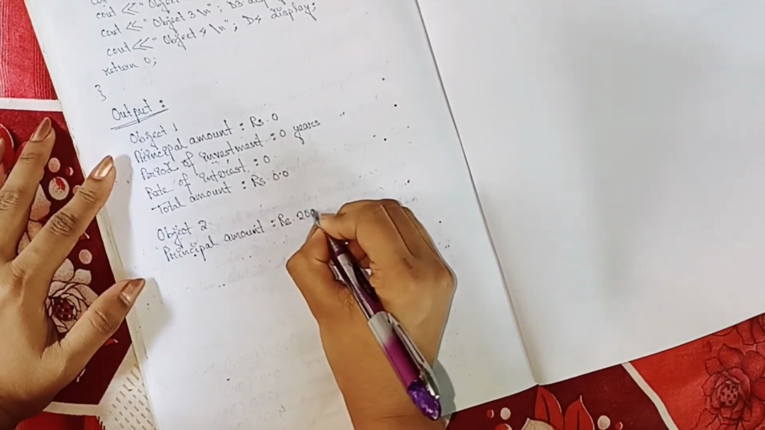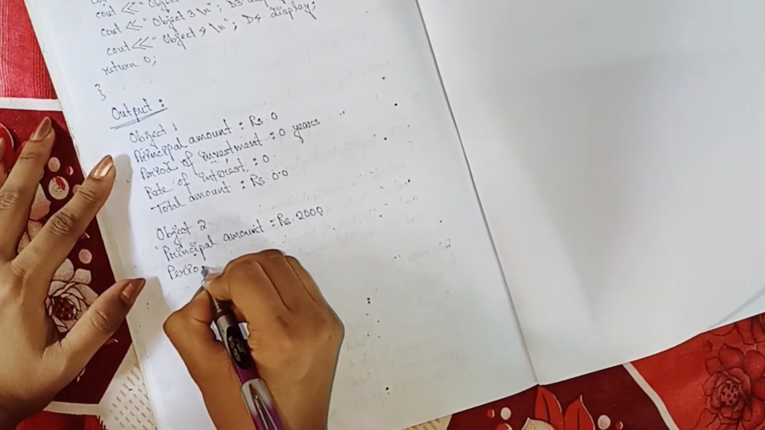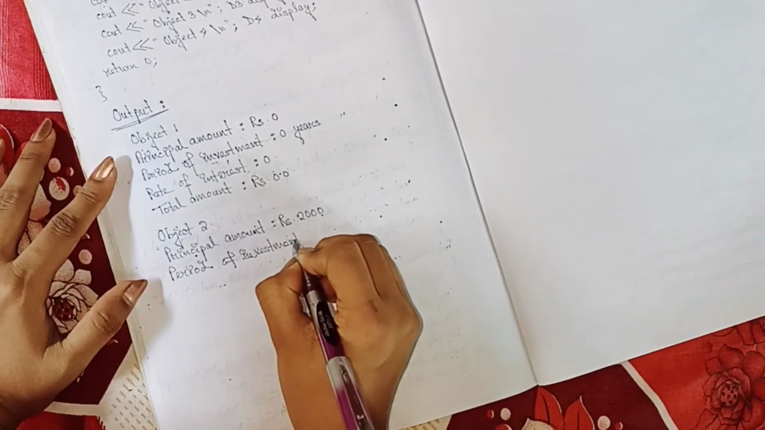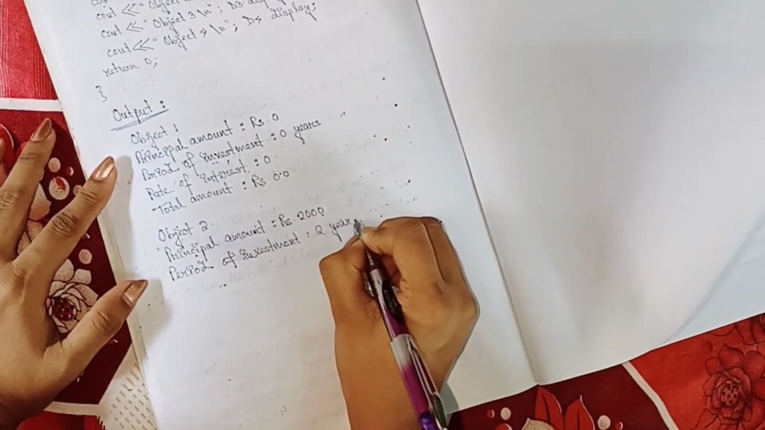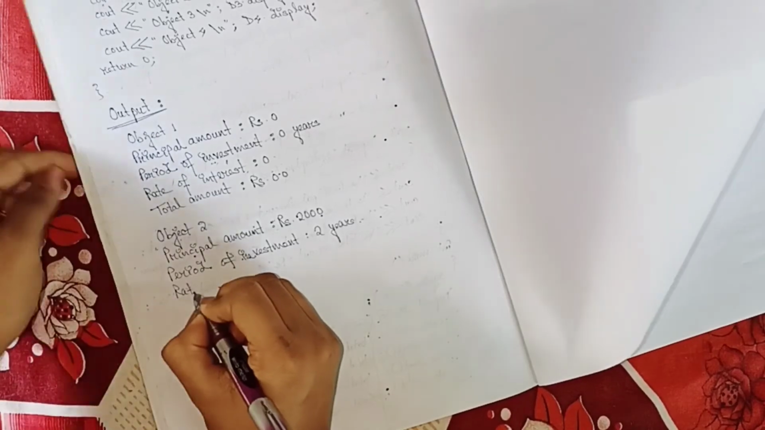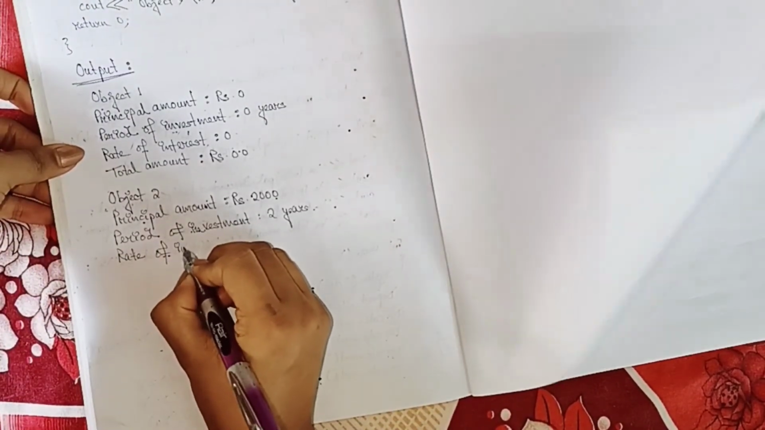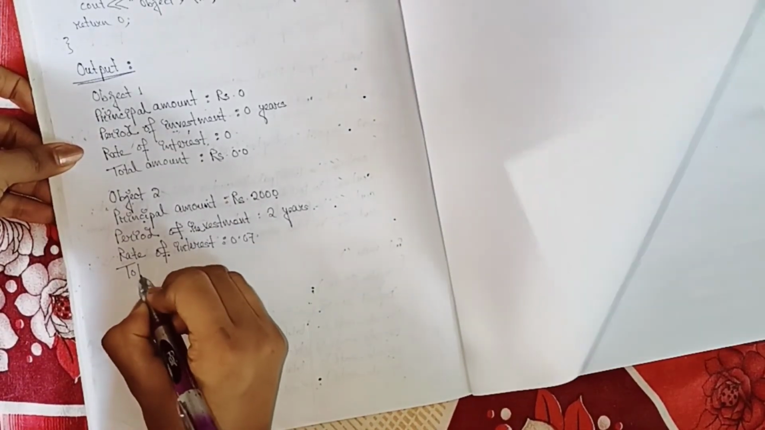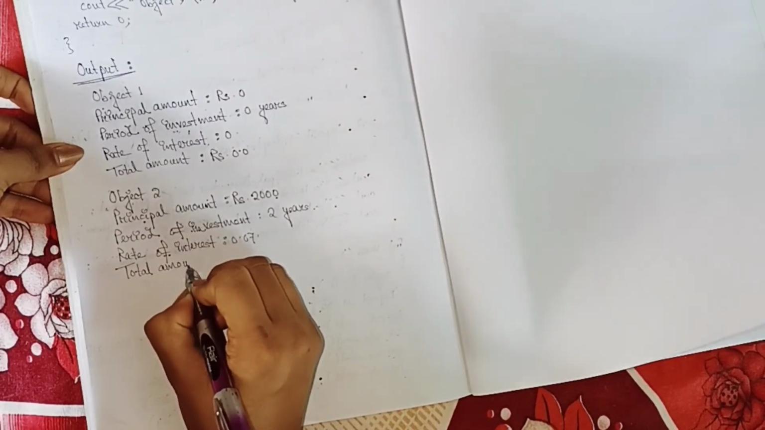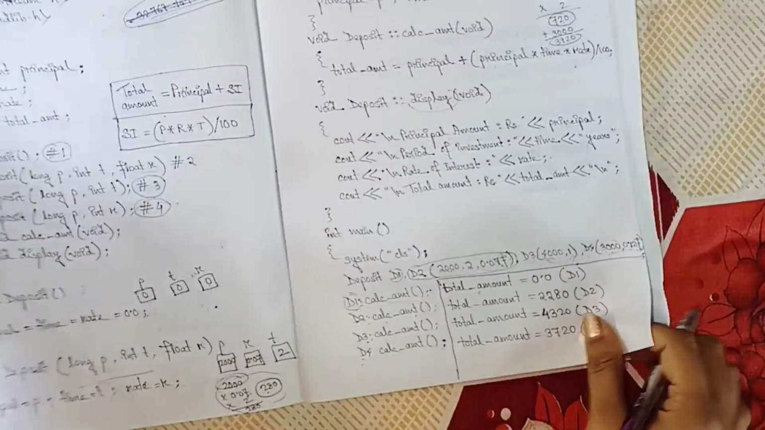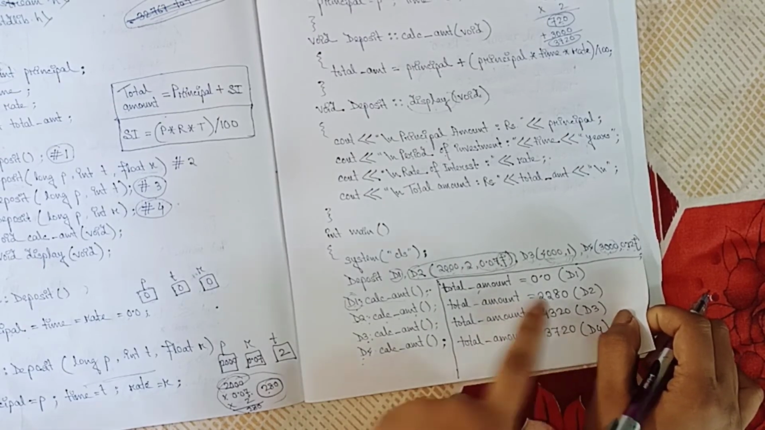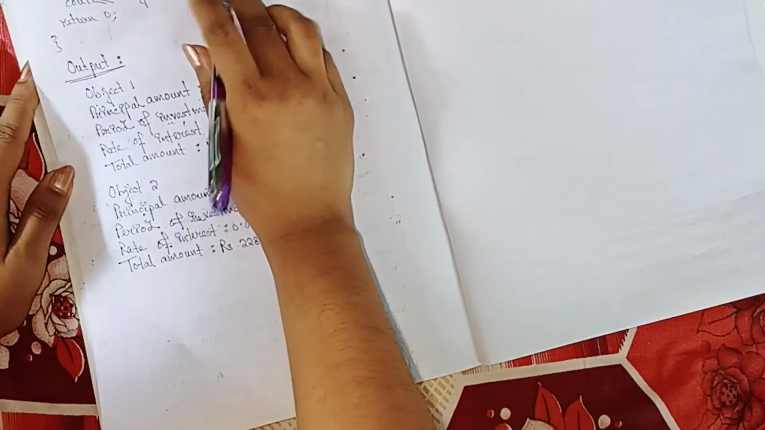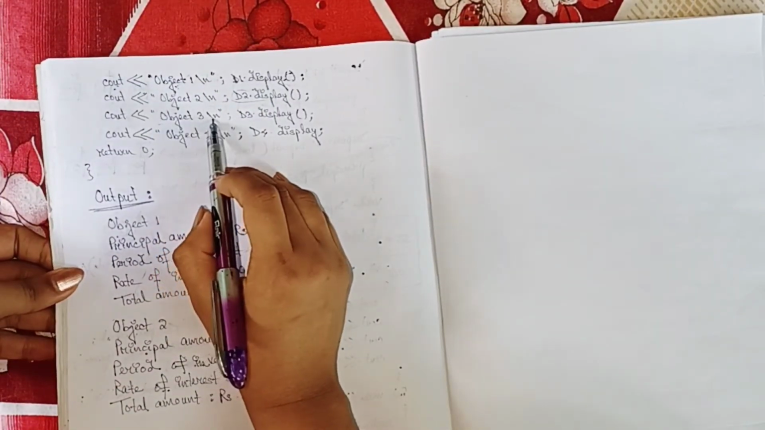So principal is 2000, period of investment is 2 years. Then rate of interest is 0.07, and total amount is what? Total amount what we have calculated for D2, we have calculated 2280. So this will be displayed, 2280. Now it will come to the next line, and it is finding object 3.